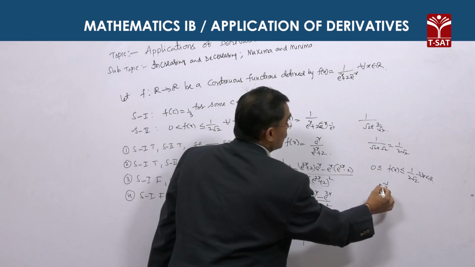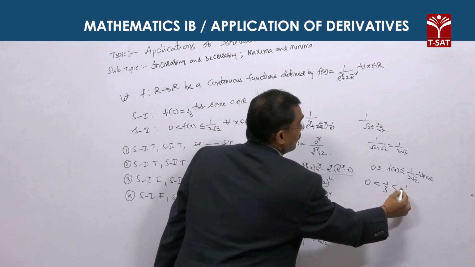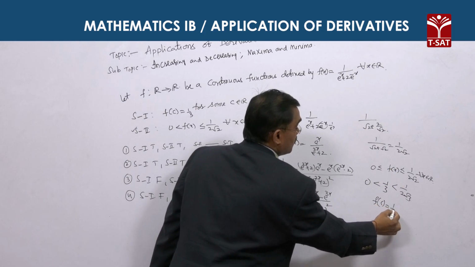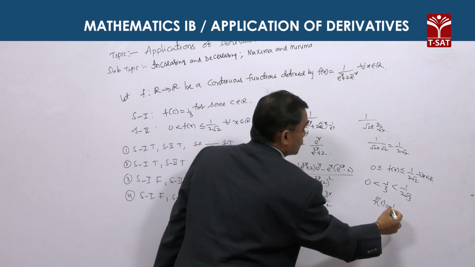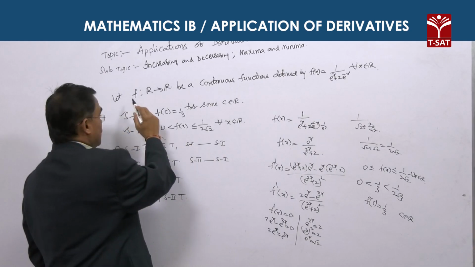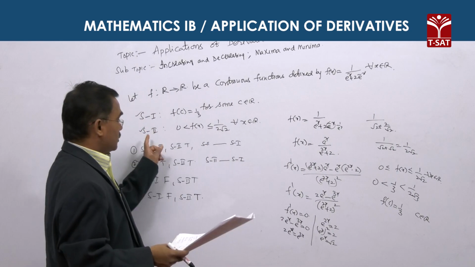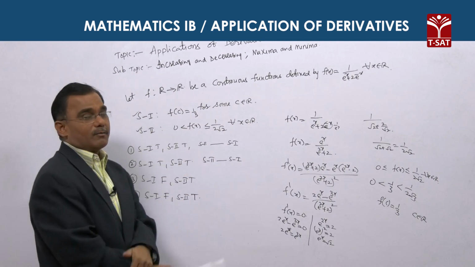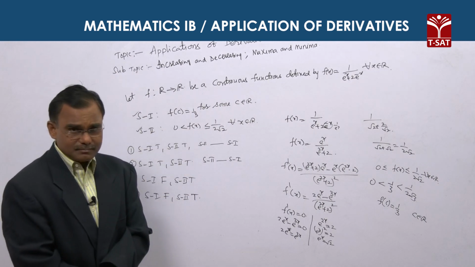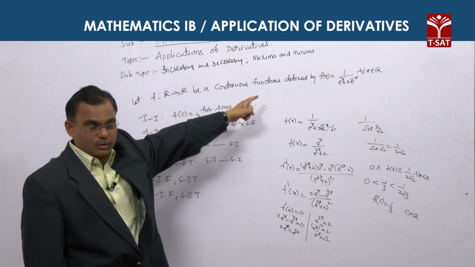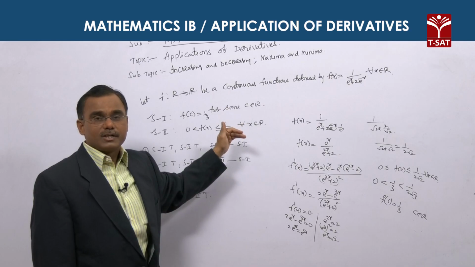Our 1/3 also lies between 0 and 1/(2√2). Since f is a continuous function, some function value must be equal to 1/3. So statement 1 is also correct. That's why statement 1 is correct, statement 2 is correct, and statement 2 is the correct reason for statement 1. The observation that f is a continuous function is most important here.